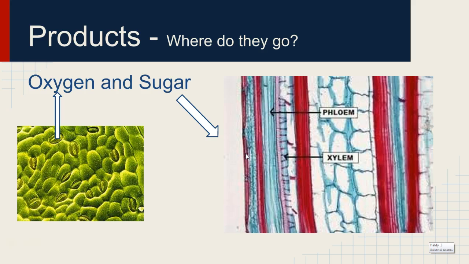Okay, now we said it made sugar and oxygen. Well, where do the products go? The oxygen comes right back out those little stomata into the air. That's where we get the air that we breathe. And the sugar goes from the leaf down. This is like a zoomed in picture of the stem of a plant. The food will go down these little phloem tubes, and maybe get stored in the roots, or go to some other cells that need the sugar.